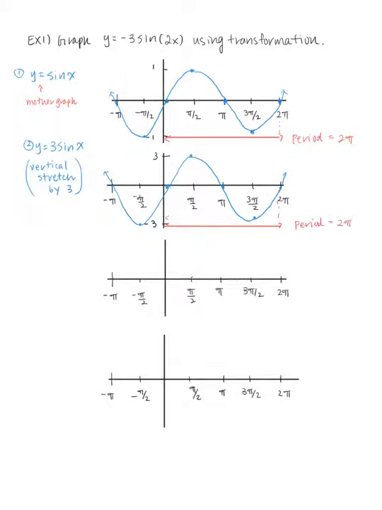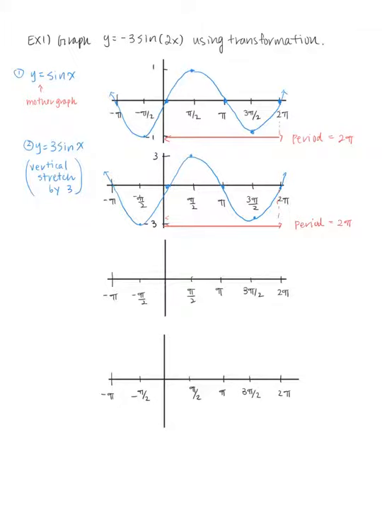Okay. All right, so period 2 pi means that starting from 2 pi, your cycle restarts again. So starting from 2 pi all the way up to 4 pi, you're going to have the same exact graph as what you drew from 0 to 2 pi.